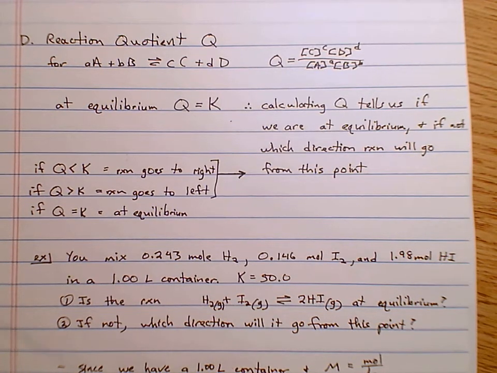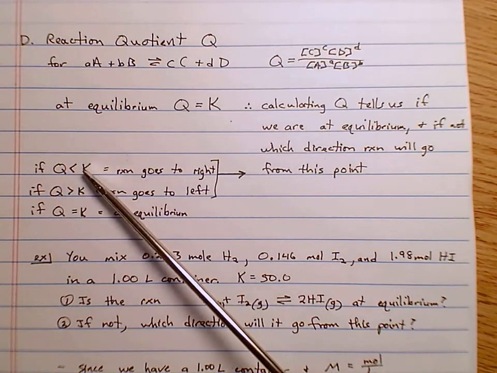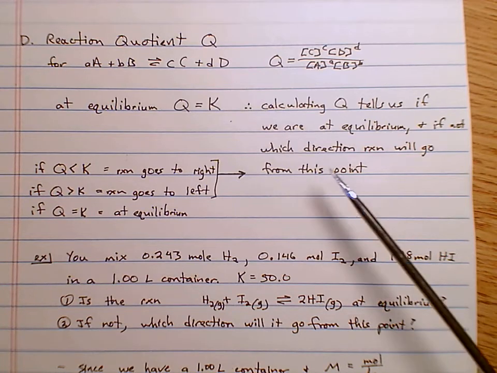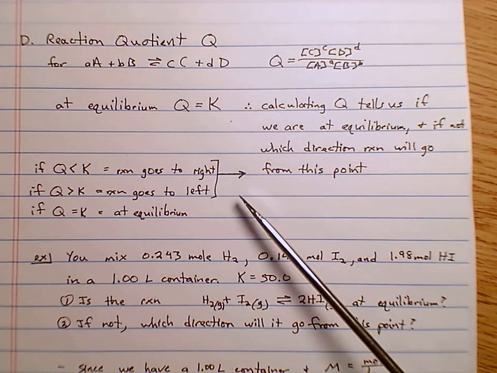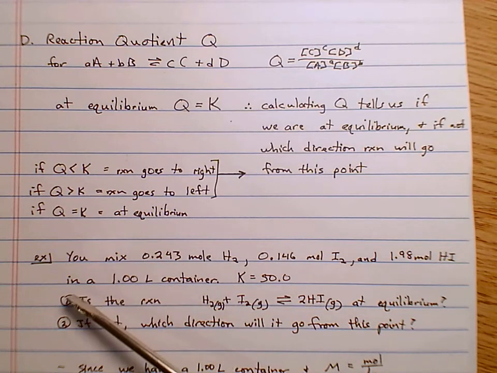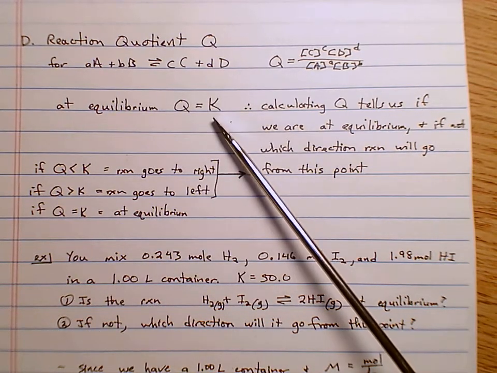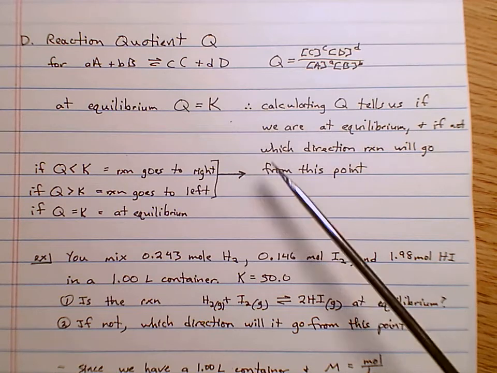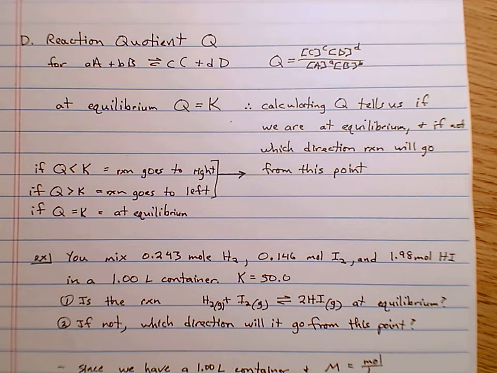The most important thing about Q, Q being larger than K or smaller than K, is that it tells you where the reaction must go from the point it is at. Q does not tell you if the reaction lies to the left or to the right. The equilibrium constant tells us that. Q just says, from the point we are at, which direction must the reaction go to get to our equilibrium conditions? We will stop this video here and go through an example to figure out what's going on.